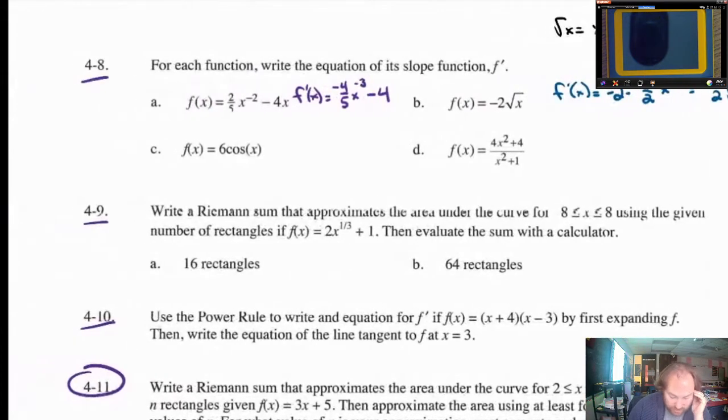For question C, the derivative of cosine is negative sine, so f prime in this problem would be negative 6 sine of x.